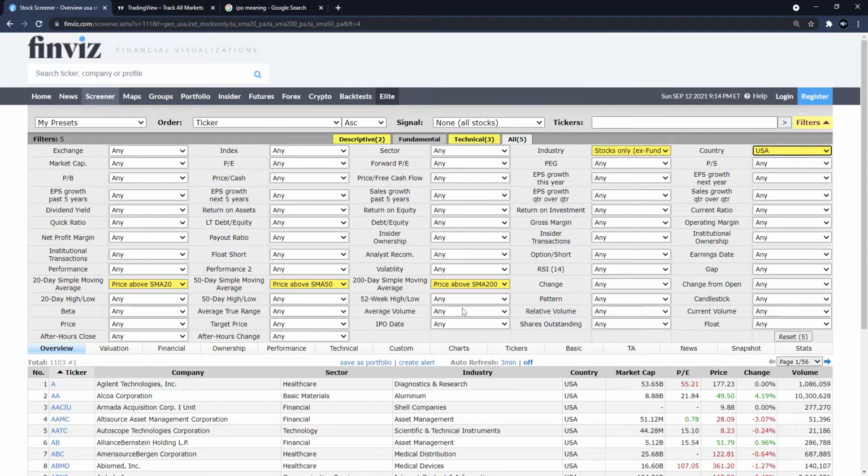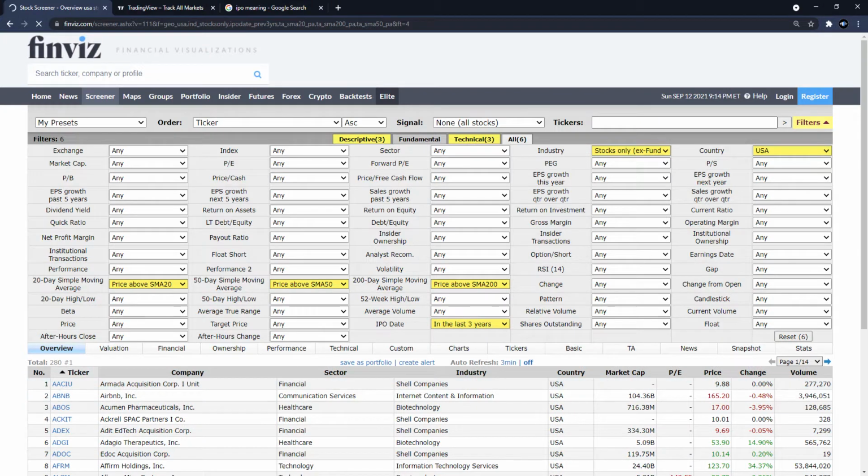So you want a stock to have been in the game for the last 3 years or so. You can basically go back the last 5 years, but as you see right now, we are left with only 280 stocks. The next thing that we want to fill in is the average volume. The average volume tells us the average number of shares traded in a security per day.